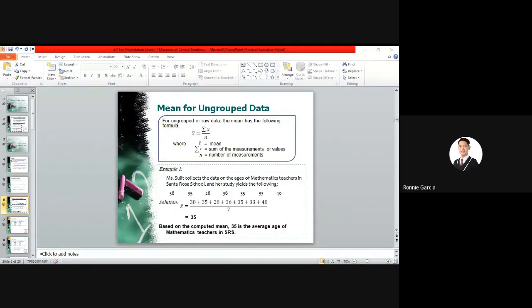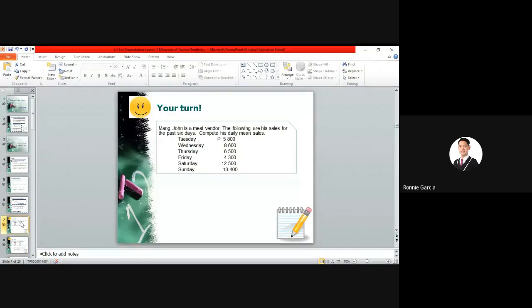Okay, so none. Let's proceed to another example, but this time I will wait for your answer because this is made for you. So it's your turn. Mang John is a meat vendor. The following are his sales for the past 6 days. So nanirado siguro siya Monday, wala siya entry for that. Nagsugod siya as Tuesday. The question is, what is the mean or compute his daily mean sales?